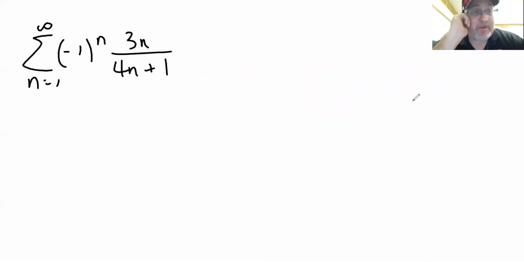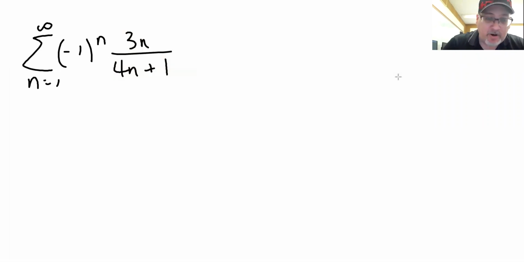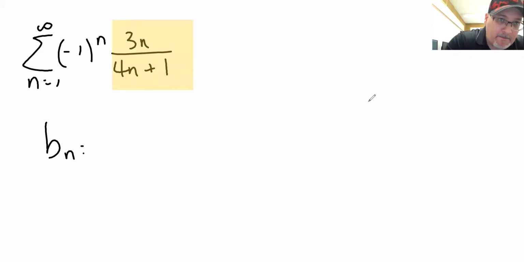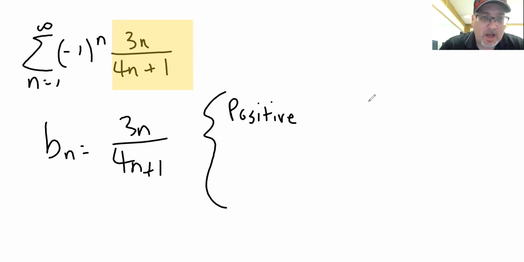Next example. The sum n equals 1 to infinity of -1 to the nth power, 3n over 4n plus 1. Now this is clearly an alternating series because it's got an alternator, and remember, the other part has to be positive without the alternator, which it is. In fact, the part that I just highlighted is our Bn: 3n over 4n plus 1. Let's see if this satisfies all the criteria. This is clearly positive because n is positive, so both sides of the fraction are positive. Is it decreasing?